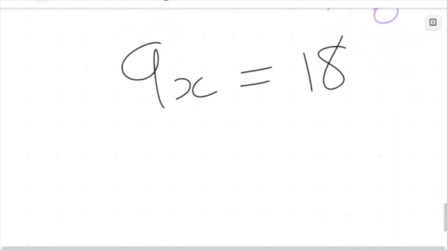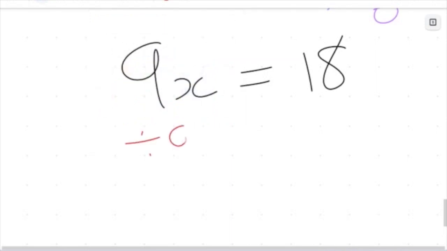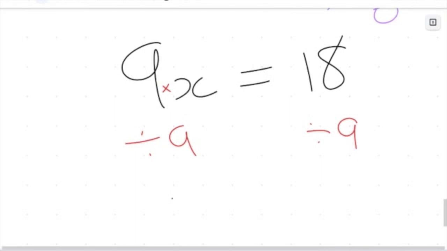And I'm on the home stretch now. What number multiplies by 9 to give me 18? Well, I can figure that out by just dividing both sides by 9. We have a multiplication happening here. So dividing by 9 will give me my unknown variable x. It will give me my x on its own. So dividing both sides by 9, I get that x equals 2. And we know that's true because 9 times 2 gives me 18.